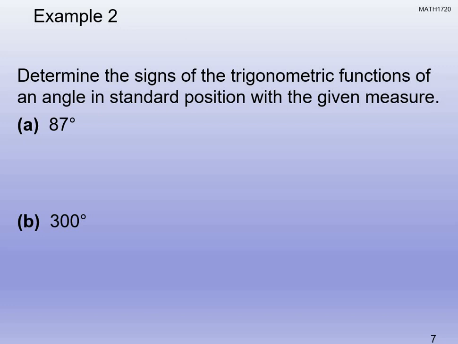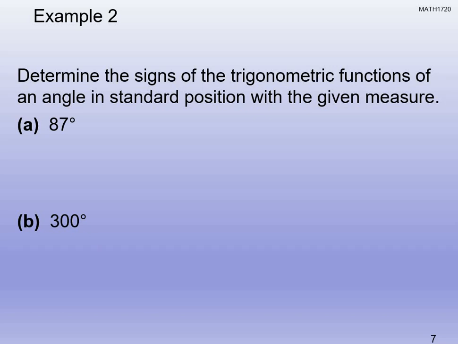Alright, so let's take a look here. We want to determine the signs of the trig function. So when we say signs, is it going to be positive or negative? If we look at angle A, or example A here, 87 degrees, which trig function is going to be positive in 87 degrees?